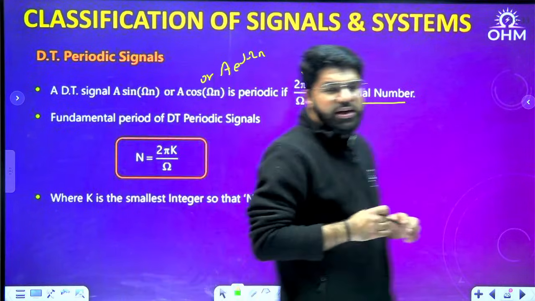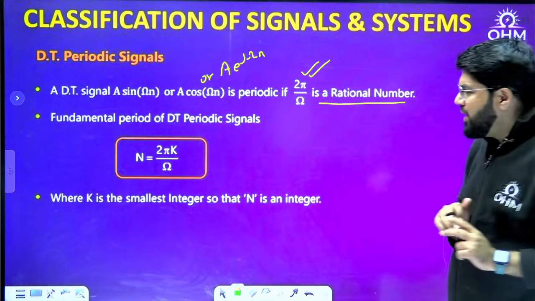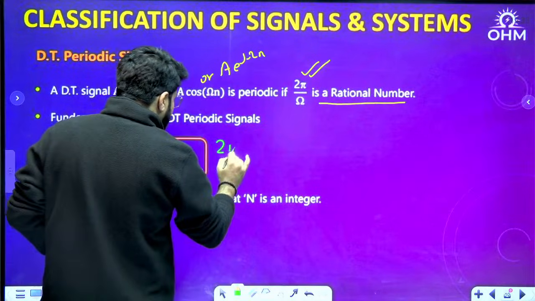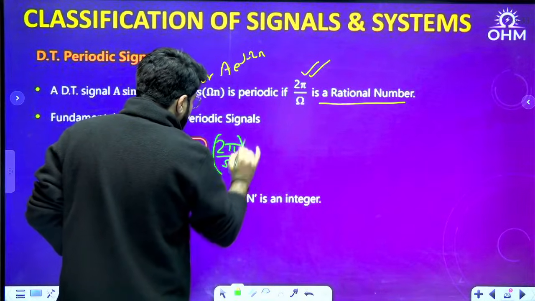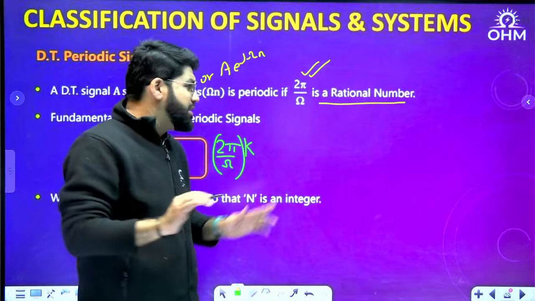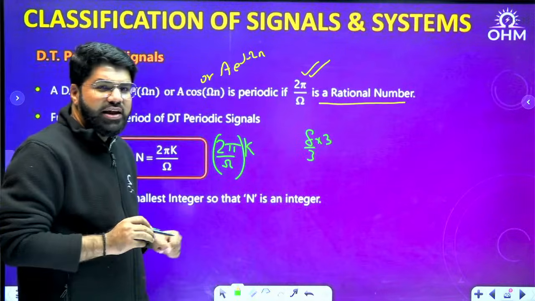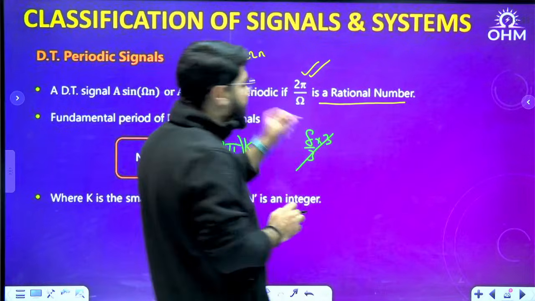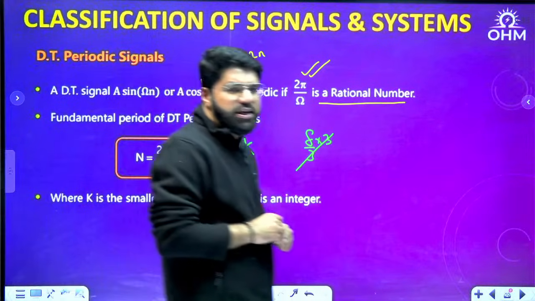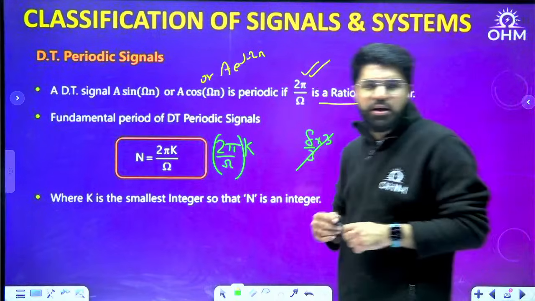First, what I told you: the discrete time signal is periodic if 2 pi by omega is a rational number. Then the fundamental period is given not only by 2 pi by omega, but by 2 pi by omega into k, where k is some multiple factor so that the final period is an integer. Like I got 8 by 3, and 8 by 3 into 3, the 3 cancels and you get the period as 8. Here k is the smallest integer so that the period becomes an integer. The smallest integer gives you the fundamental period.